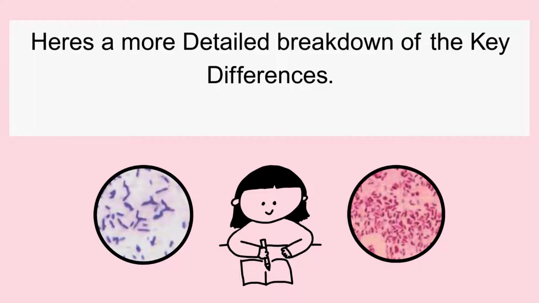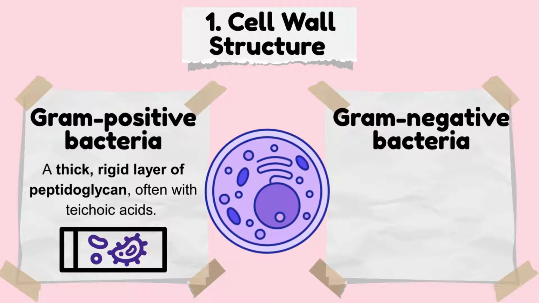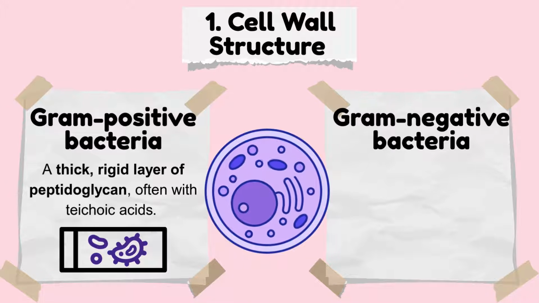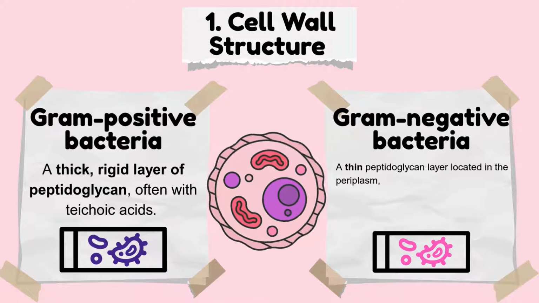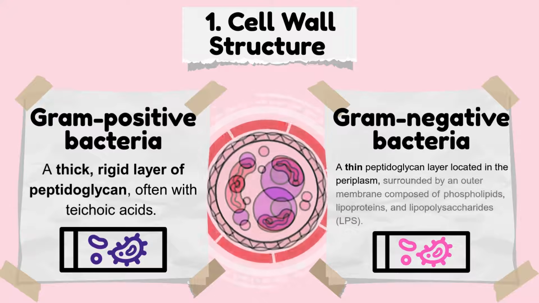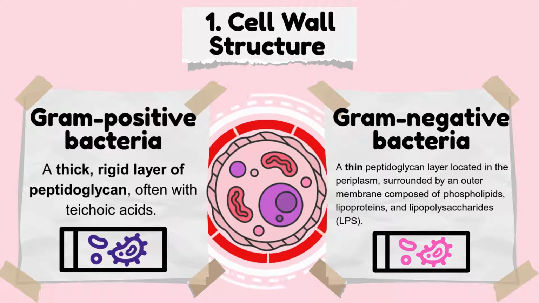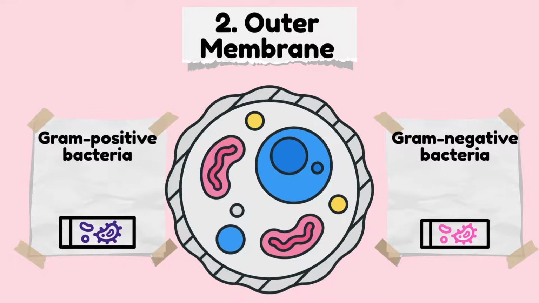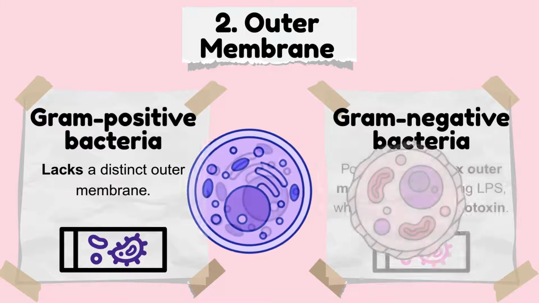Here's a more detailed breakdown of the key differences. Cell wall structure. Gram-positive bacteria have a thick, rigid layer of peptidoglycan, often with teichoic acids. Gram-negative bacteria have a thin peptidoglycan layer, located in the periplasm, surrounded by an outer membrane composed of phospholipids, lipoproteins, and lipopolysaccharides.